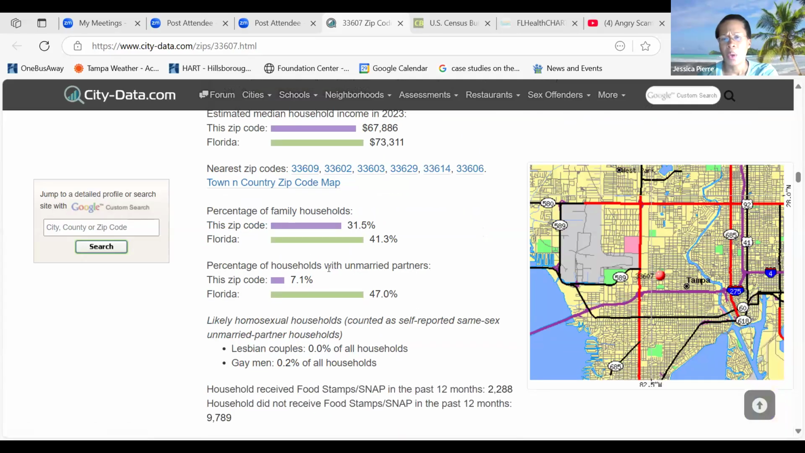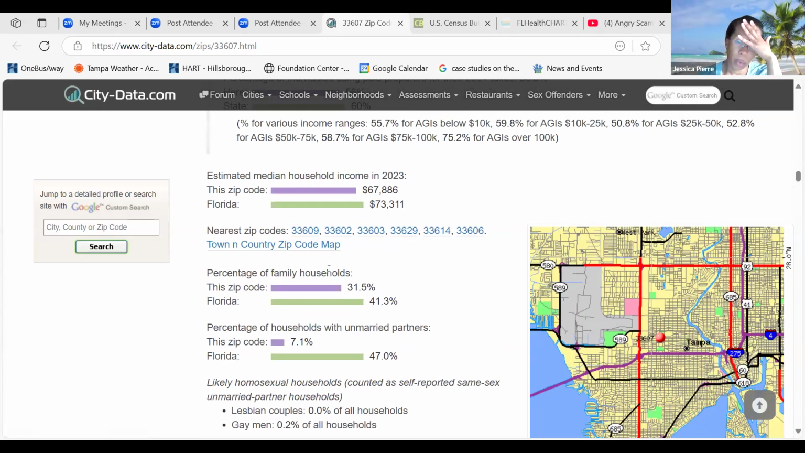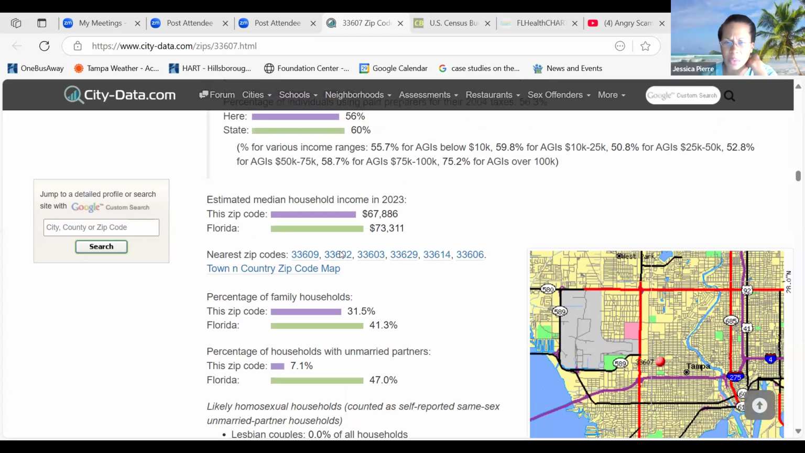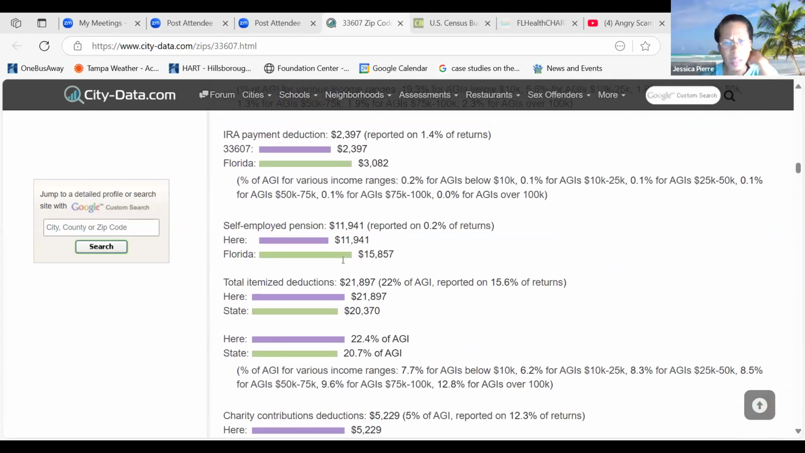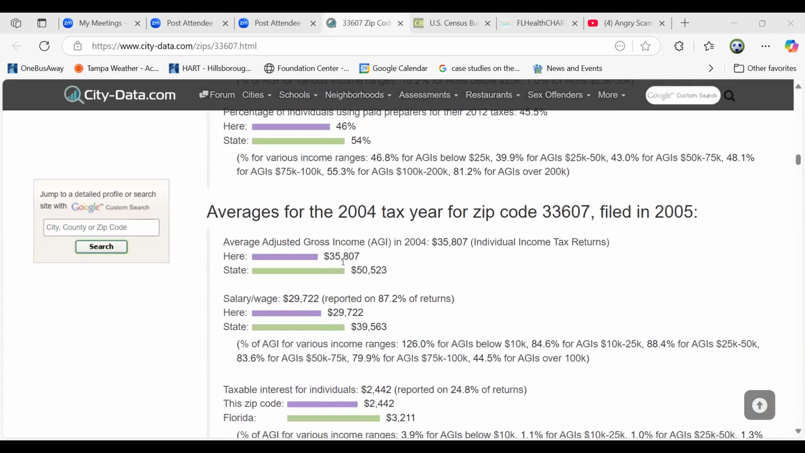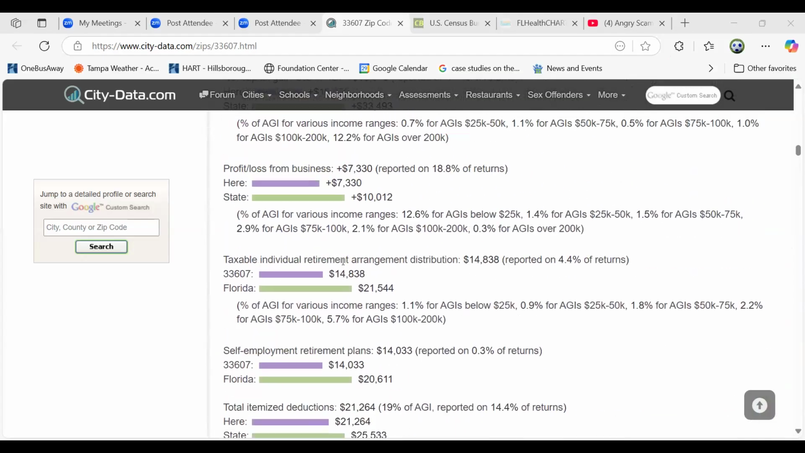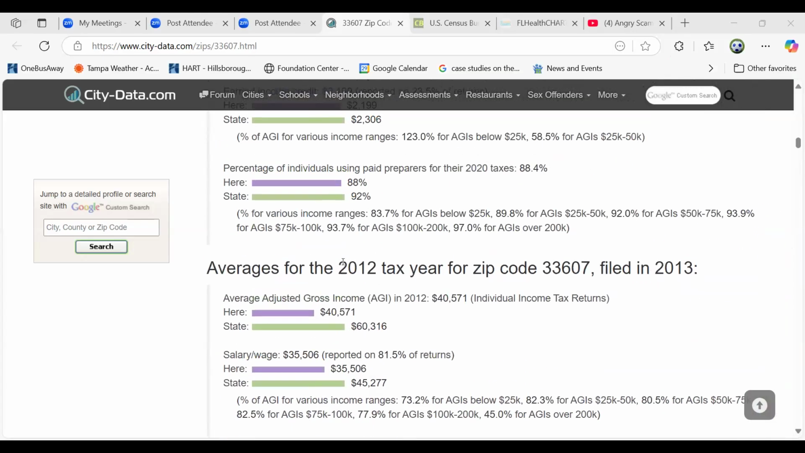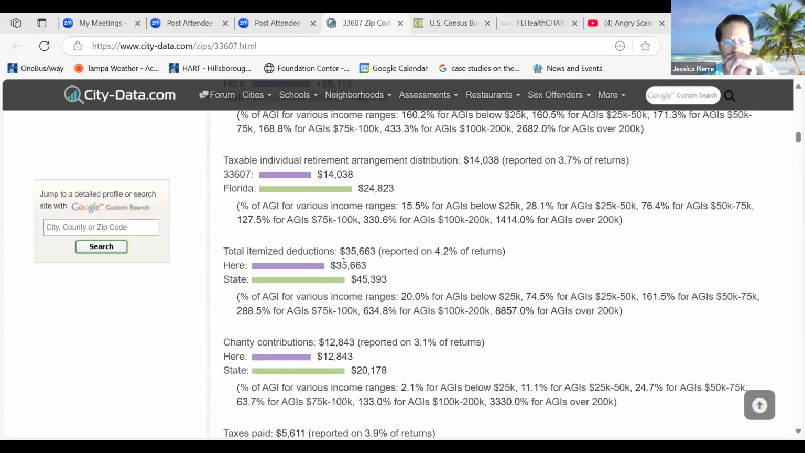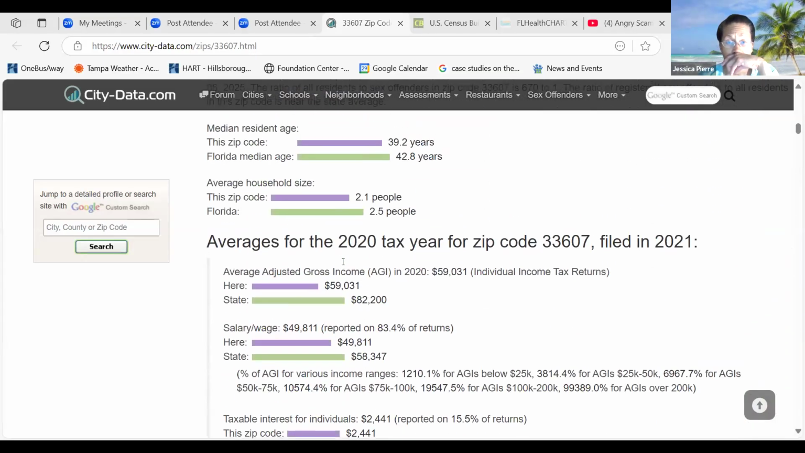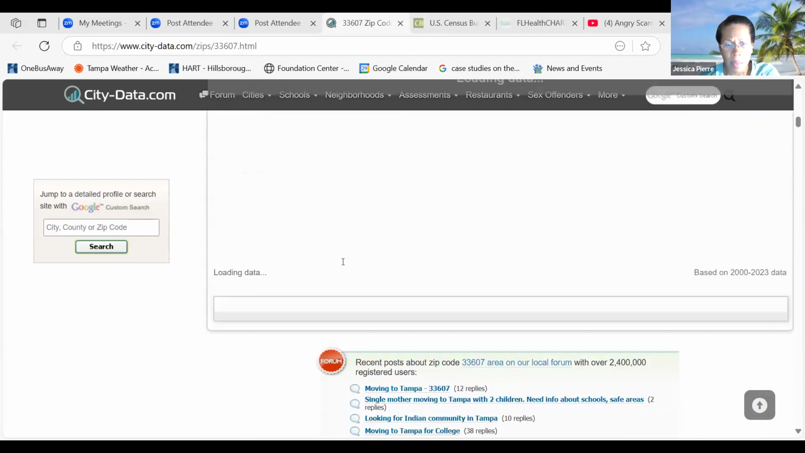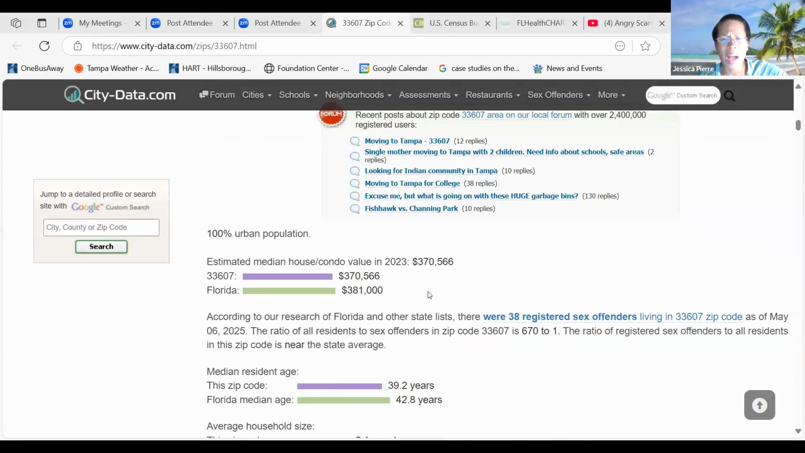I have a question. What was that before? I thought that was also like the median income. It was like 300,000, like 370, and then Florida's 380. I remember that. Let's look at that. Yeah, right here. Oh, the house value. Okay, that's what that is.